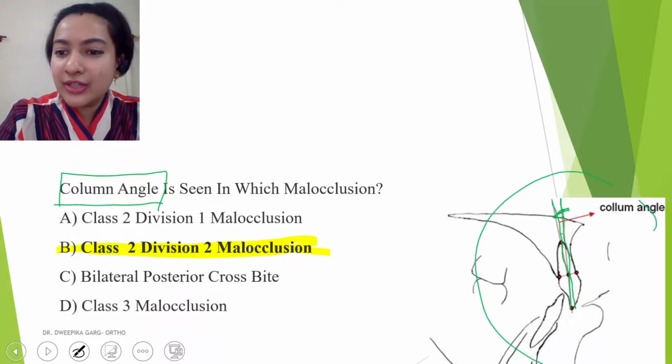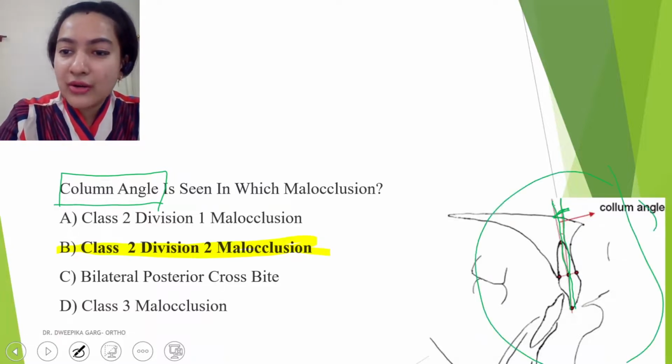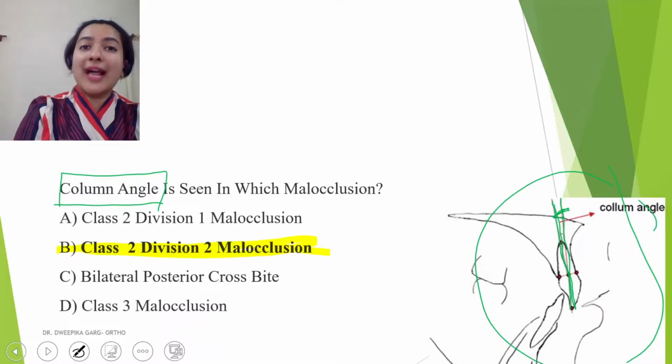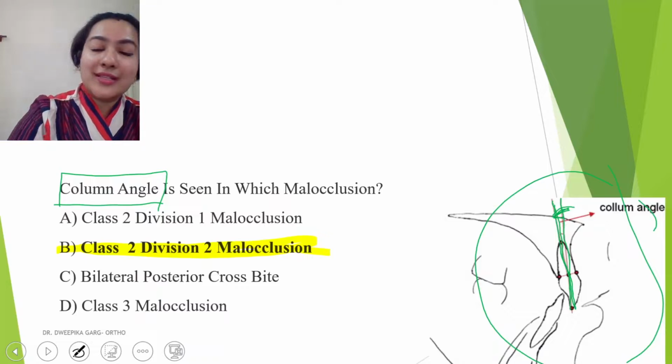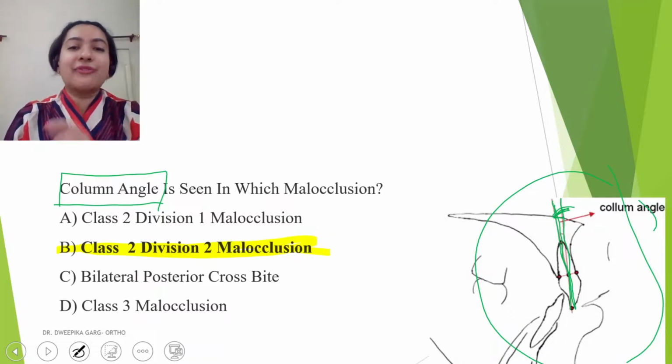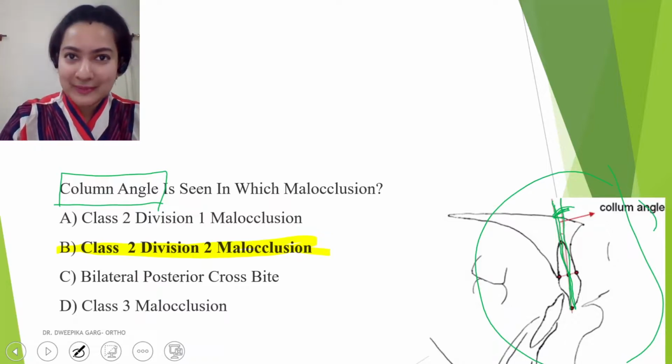So yes, in this figure you can appreciate that when we draw a straight line passing through the long axis of crown and root, if we get an angle in between, that is known as column angle, and it is seen in cases of class 2 division 2 malocclusions. Okay?